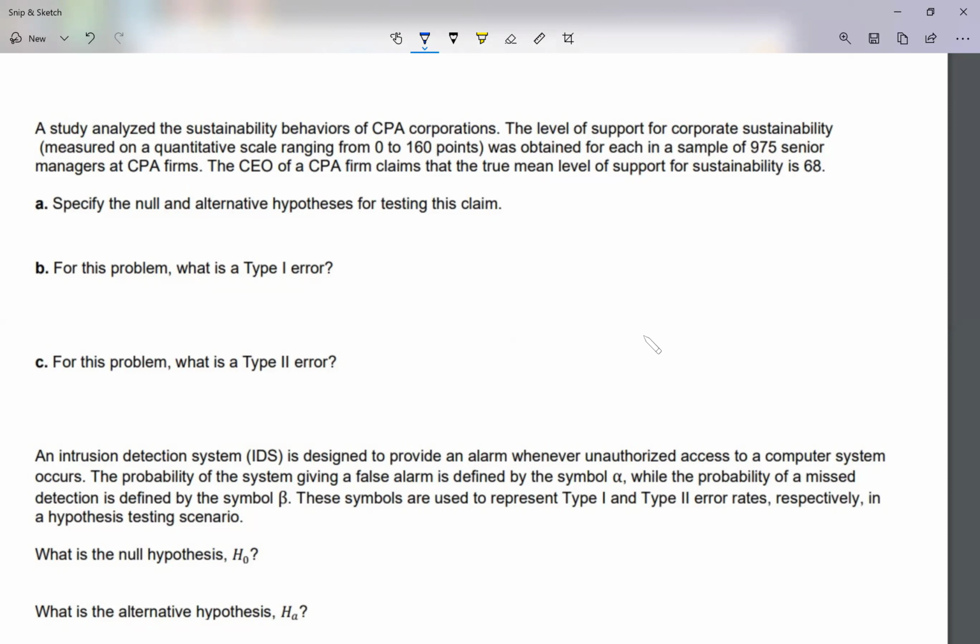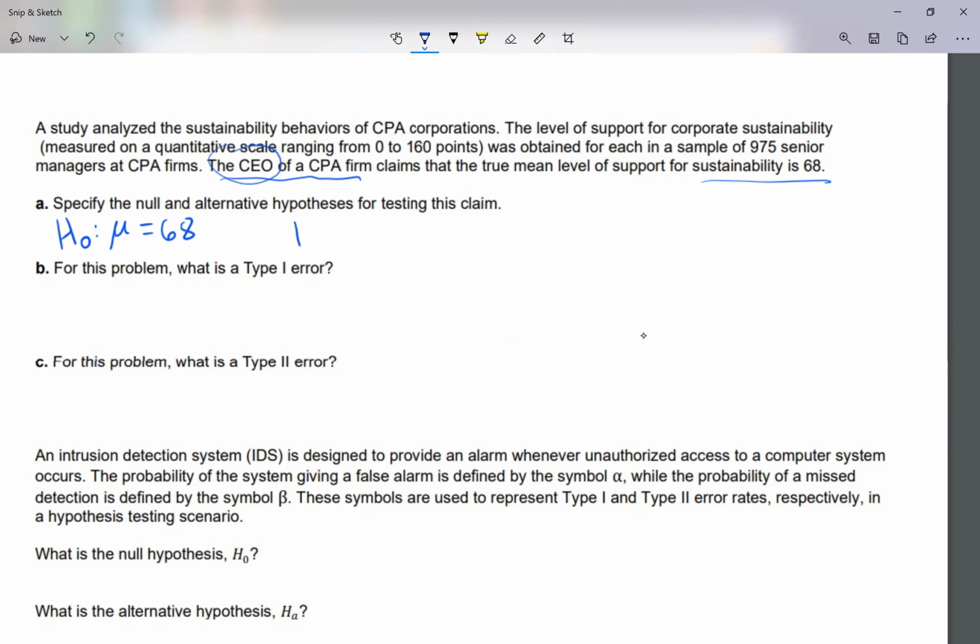So I had to come up with a null and an alternative. Keep in mind, the CEO of the firm that I'm studying, the CEO is basically the boss here, claims that the support is 68. So I'm going to say my null hypothesis. I'm going to say the mu, the average of these, is equal to 68 because that's what the CEO said. Now my alternative.